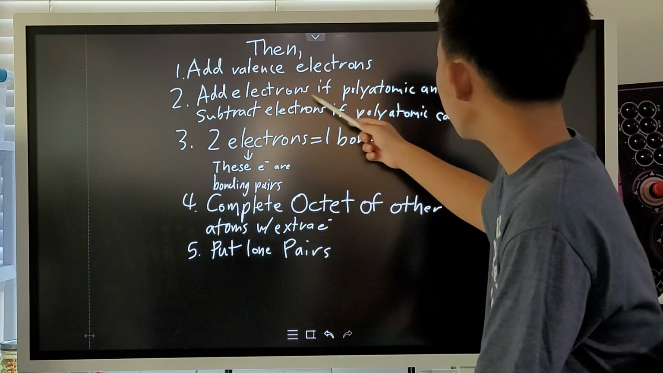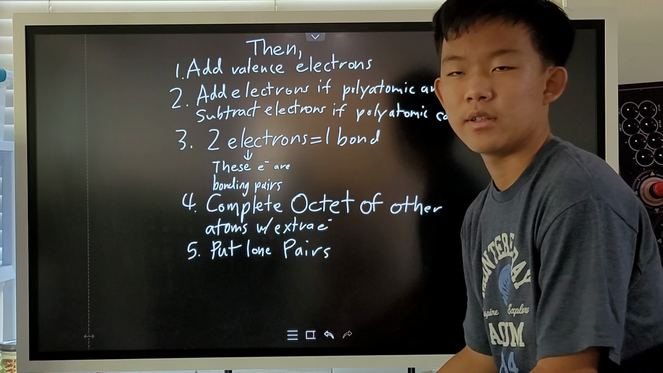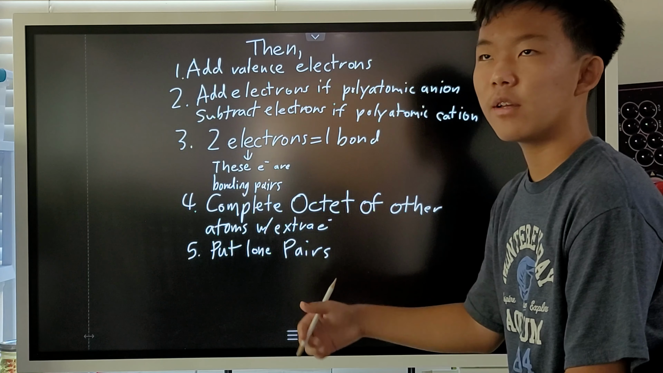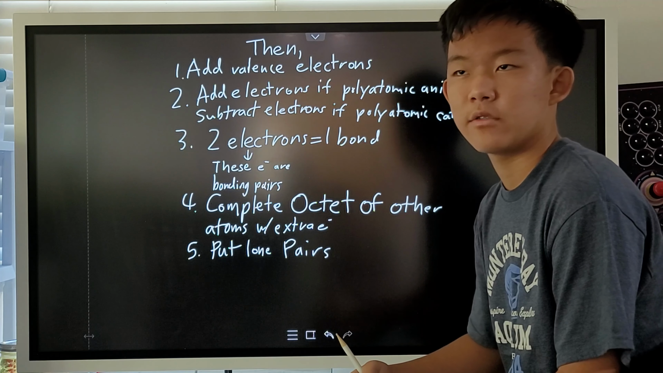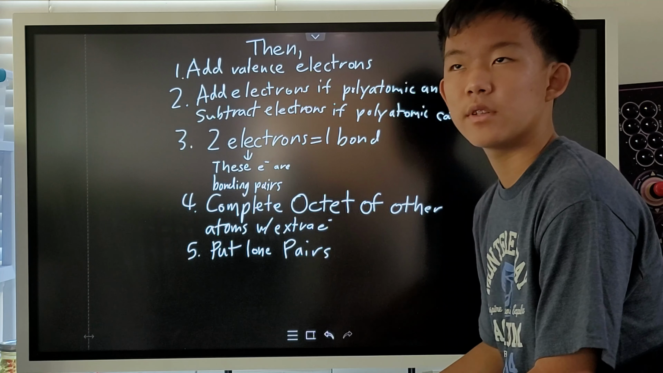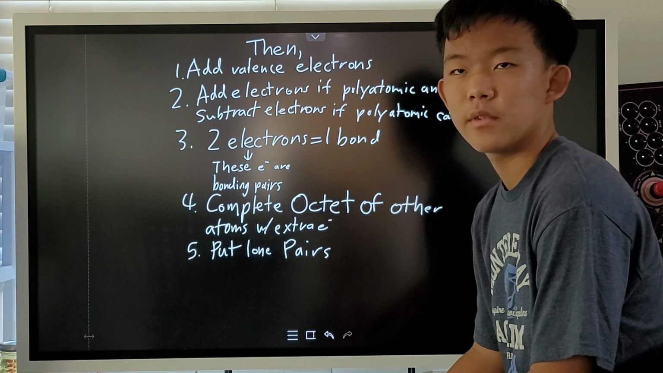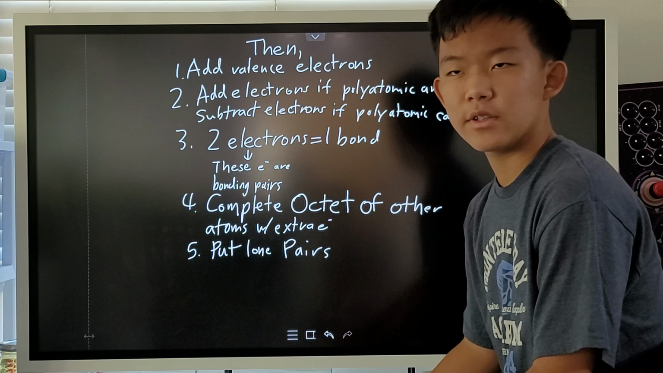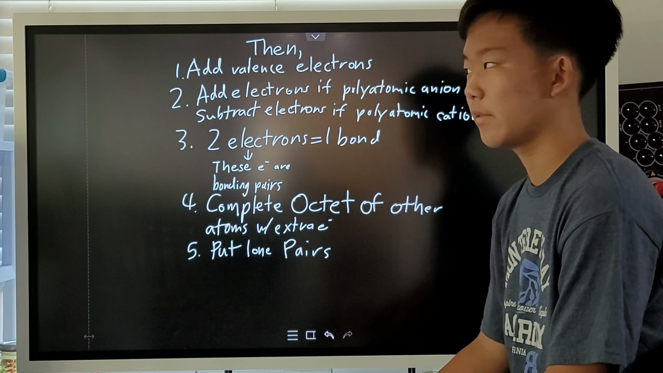Then number 2, add electrons if it's a polyatomic ion. More like a polyatomic anion. So all you have to do is add the charge to the number of valence electrons. So if it's, say, sulfate, then sulfur will have 6, and each oxygen will have 6 valence electrons. So a total of 30. But because sulfate's charge is a -2, it'll actually have 32 valence electrons.